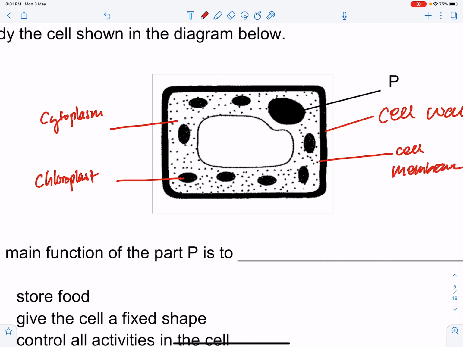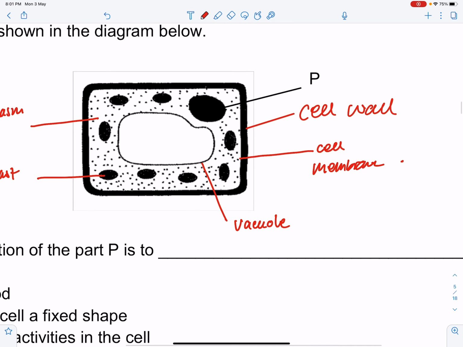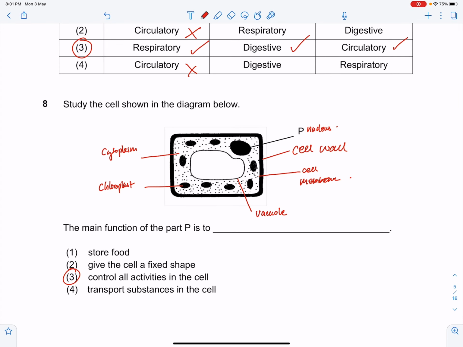So your cytoplasm is basically a jelly-like substance where all chemical activities or all cellular activities happen. Then you have your vacuole. And last but not least, of course, this is your nucleus. Alright, so that was a very quick refresh on labeling and identifying the structures of your plant cell.